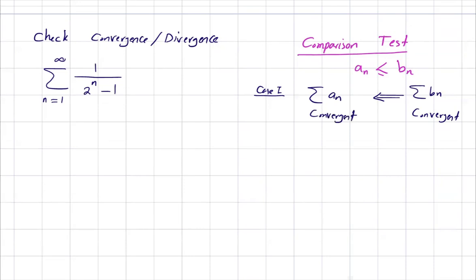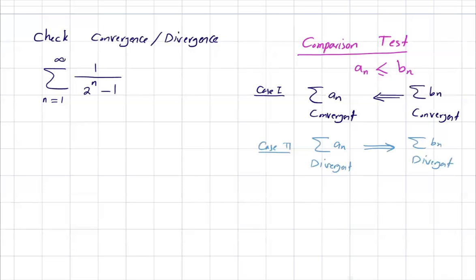The second case is, if the smaller series is divergent, if the summation of an is divergent, you can conclude that the larger series is divergent as well.